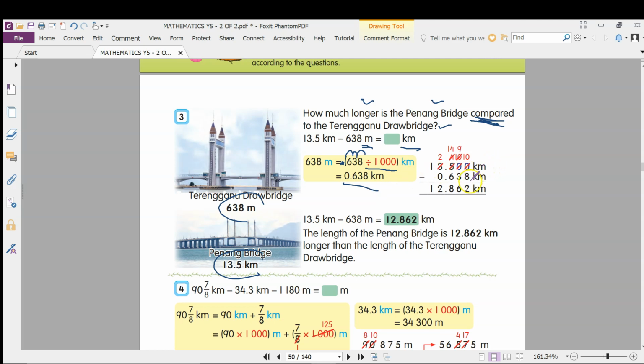So 13.5 minus 0.638. Okay, look at how it works here. 13.5 minus 0.638. So you can see there are 2 spaces behind 5 here. You have to put 0. If you don't put 0, you will straight away copy 3 and 8, which is wrong. Okay, you have to put 0 first. So it's 13.500 minus 0.638. So when you minus, you can see the answer will be different. Because this is 10 minus 8 is 2. Okay, then you have to borrow, you minus, you get your answer, 12.862.